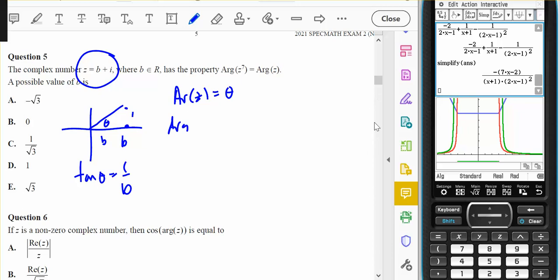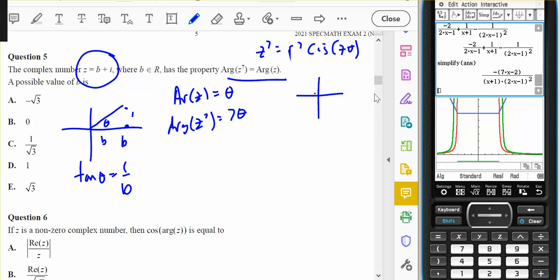And the argument of Z to the power of 7, well, Z to the power of 7 is R to the 7 cis 7 theta. So the argument of Z to the 7 is 7 theta. I need these two to be the same as each other. That is, if this is theta and this is 7 theta, then it ends up being the same angle. Okay, so what do I need to do? Find a possible value of B.